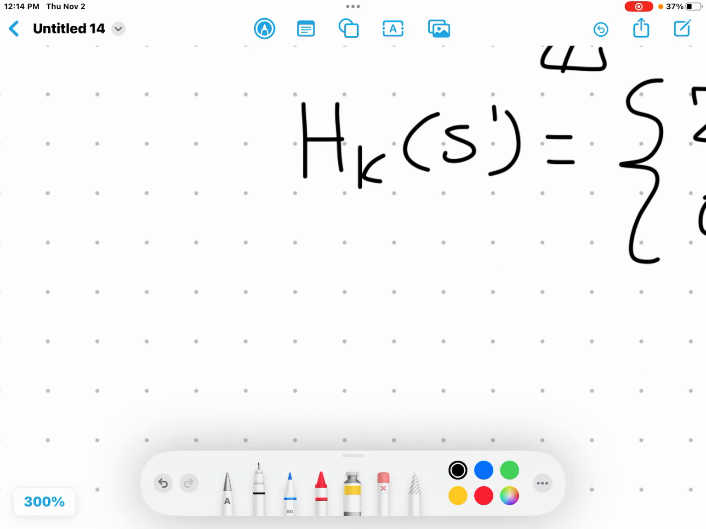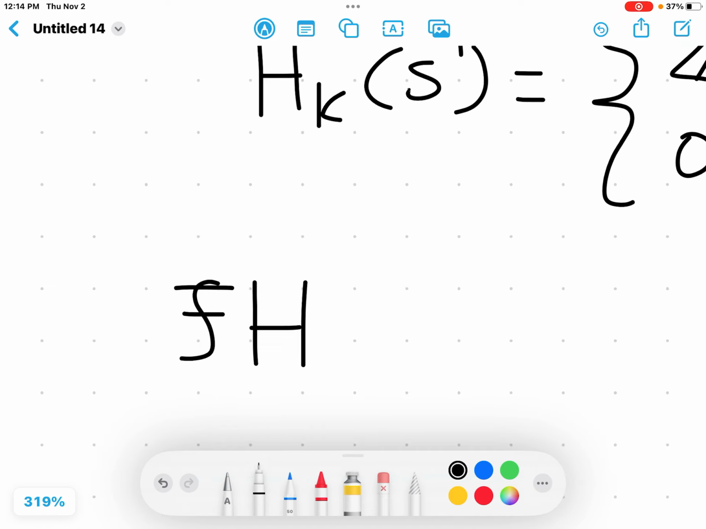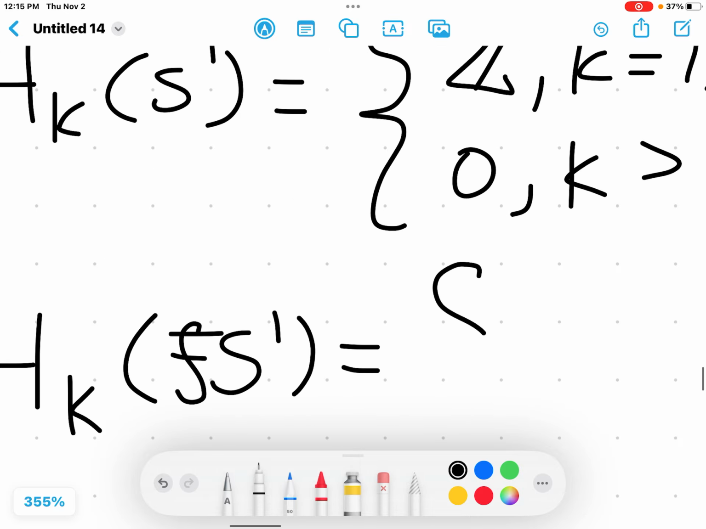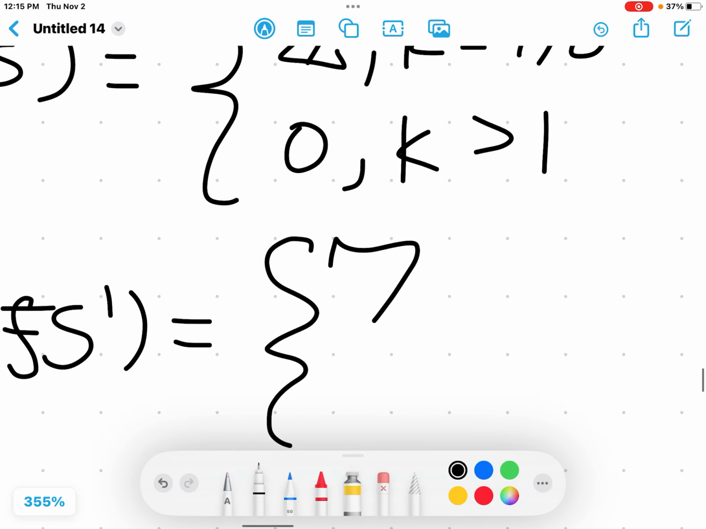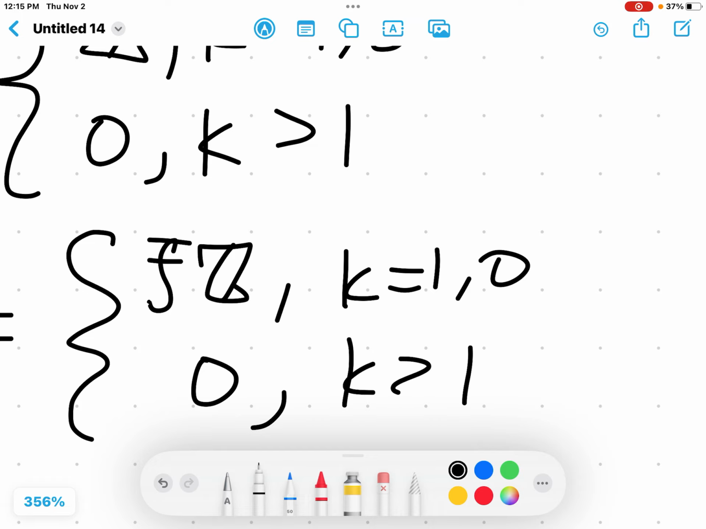All right. And of course, my Femboyized version. So F(S1), so it's H_n of F(S1) is the same thing, but Femboyized, of course. FZ for k equals 1, and 0 for k greater than 1.